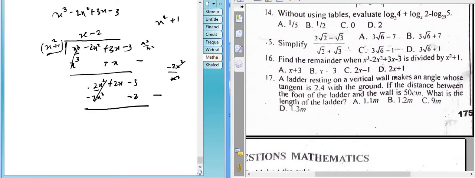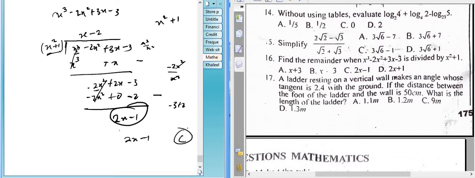Then we can subtract this one from this one, then this goes, then this minus 0, since here is 0, you can say plus 0 here. So we have 2x, then minus 3 minus minus 2, that's minus 3 plus 2, which is equal to minus 1. So this is the remainder, since we can't divide this x over x square. The remainder is 2x minus 1. So the correct option is option C.